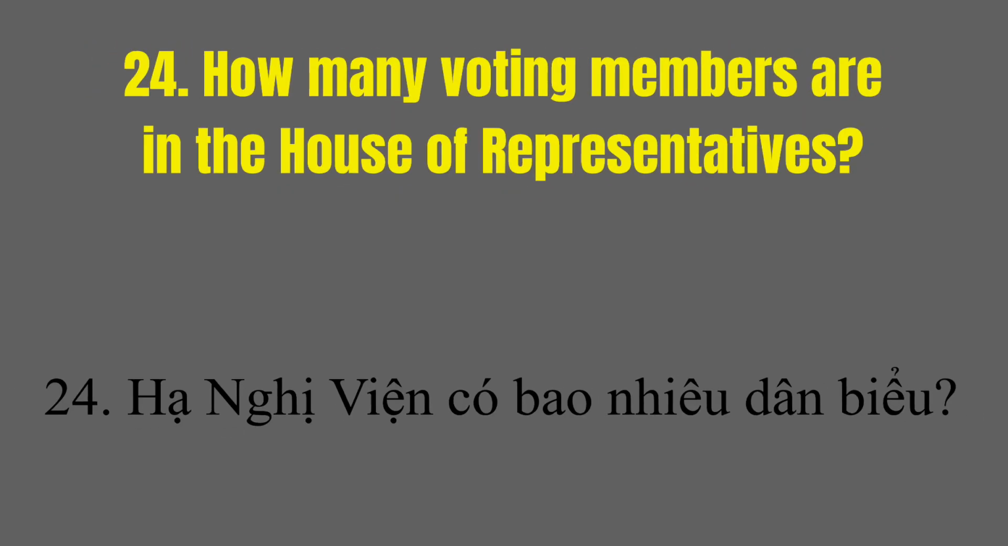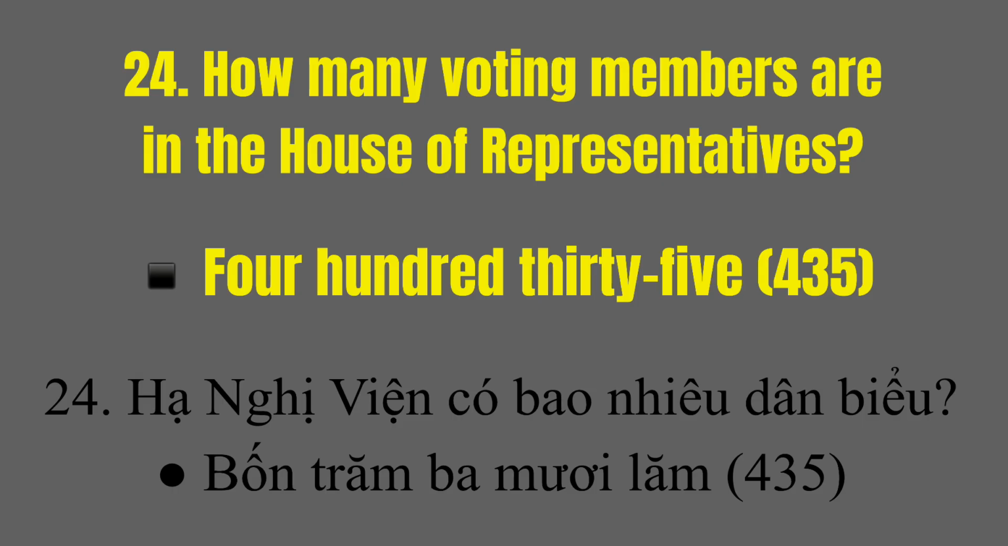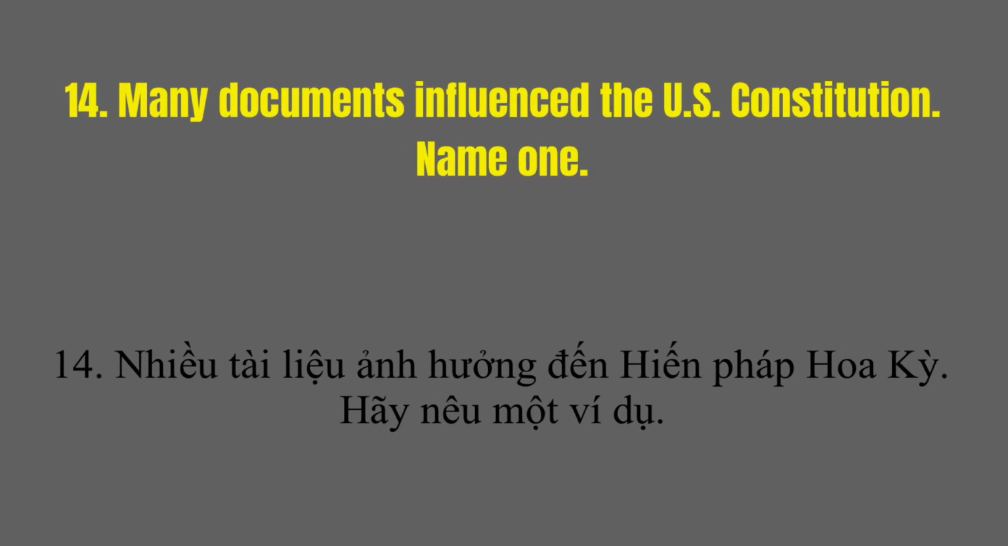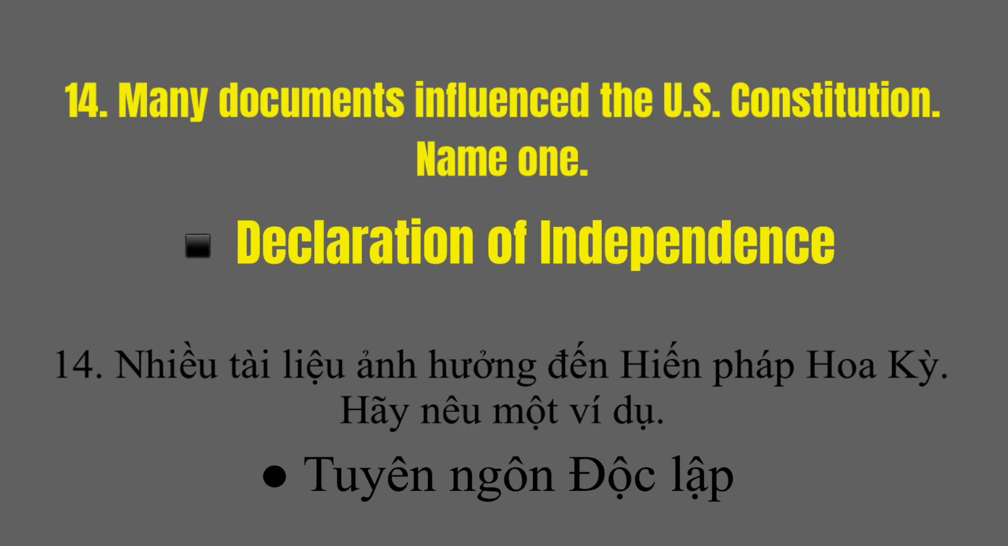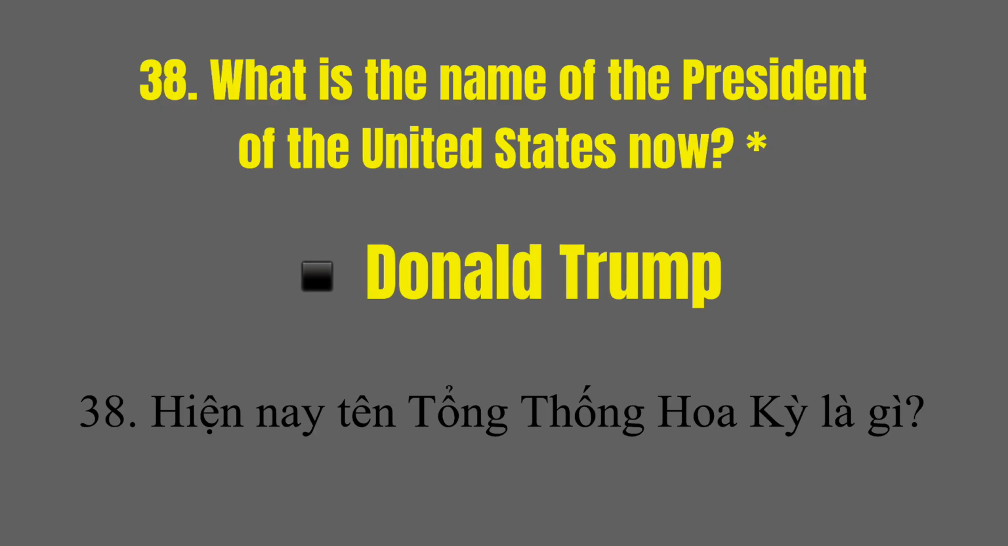How many voting members are in the House of Representatives? 435. Many documents influenced the U.S. Constitution. Name one. Declaration of Independence. What is the name of the President of the United States now? Donald Trump.